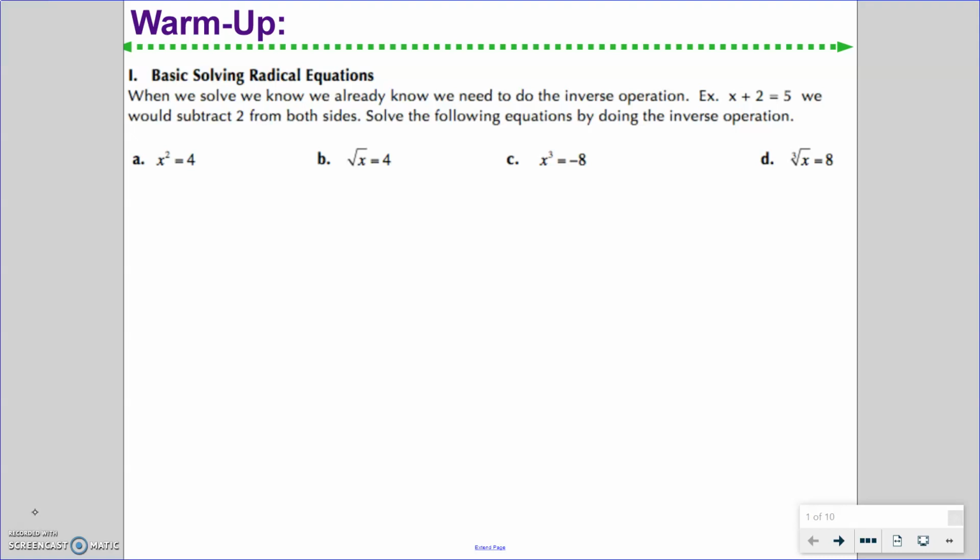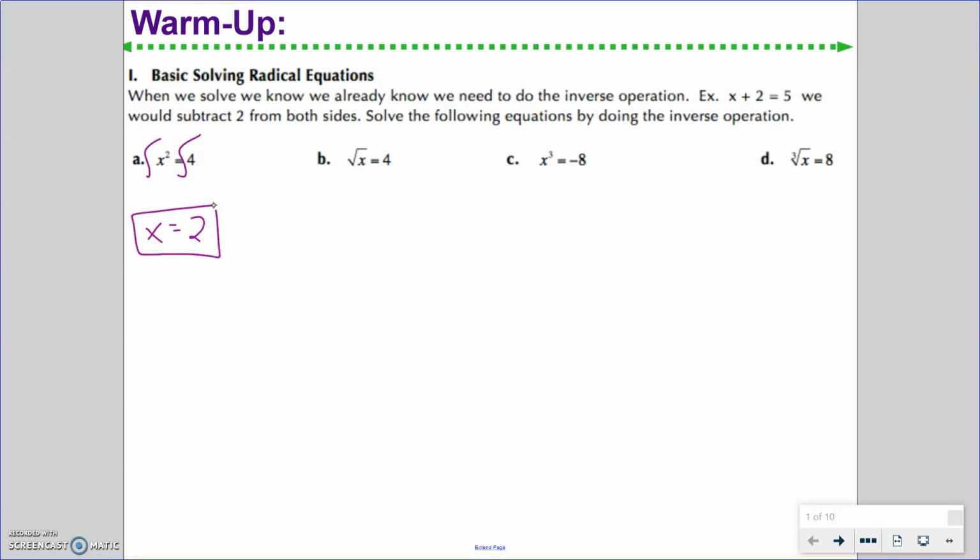When we solve, we already know we need to do the inverse operation. So our example is x plus 2 equals 5. We would subtract 2 from both sides, right? And then get x equals 3. Same exact thing follows for radicals and roots and exponents and all that sort of thing. So to get rid of this squared, we square root both sides. So on the left, I get x, and on the right, I get 2.